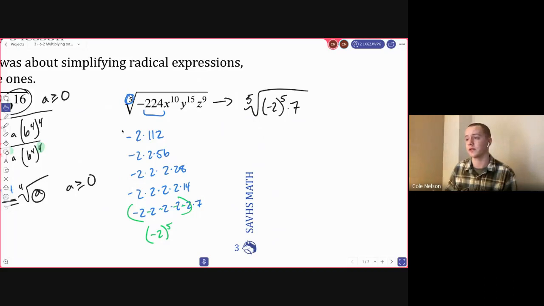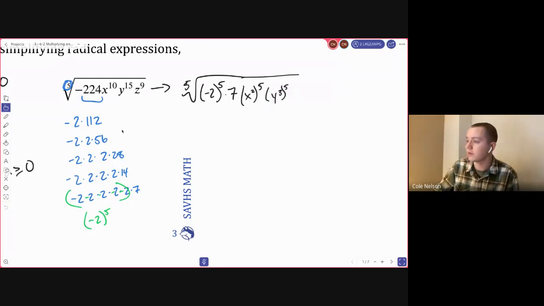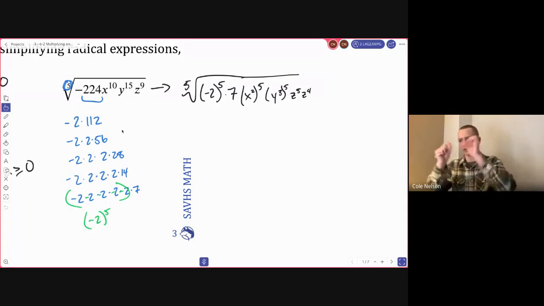That's what 224 is. Then we have our x to the 10th, which could be x to the second to the fifth. We have our y to the 15th, which is a y to the third to the fifth. And then that z to the 9th is not so nice, but we can write z to the fifth, z to the fourth. Remember that you can split it up like that because those are like bases, so you add those exponents.